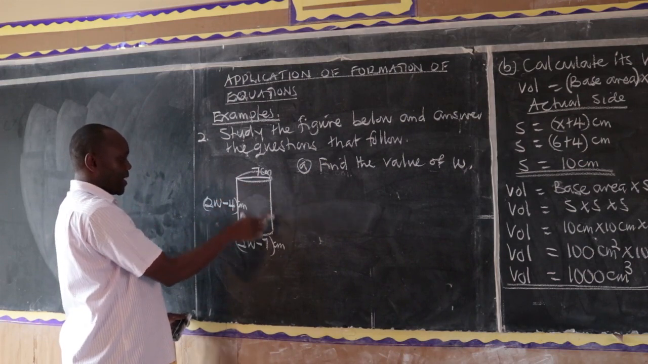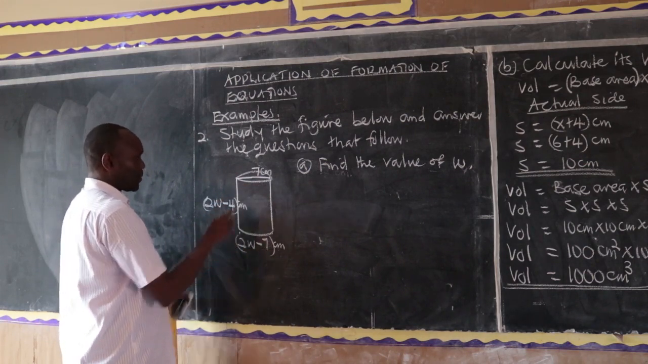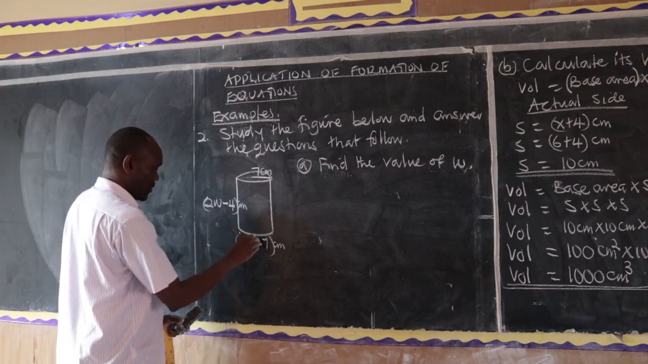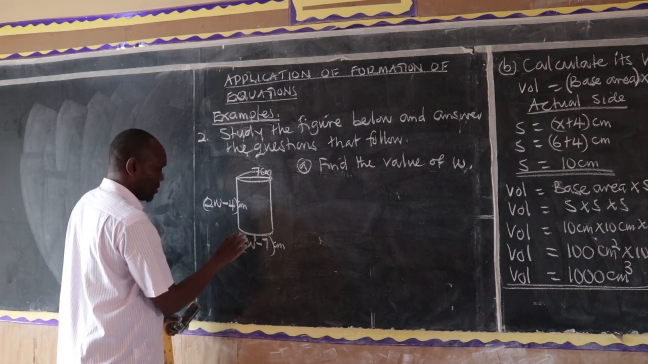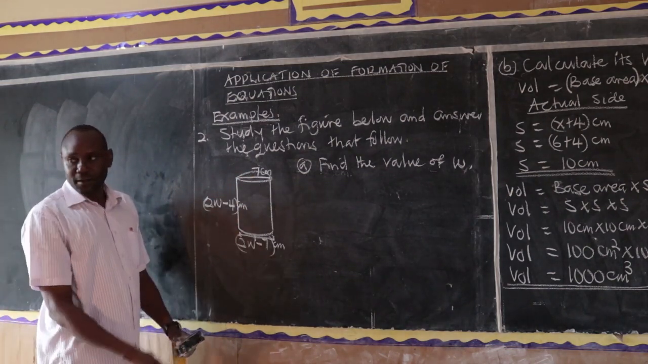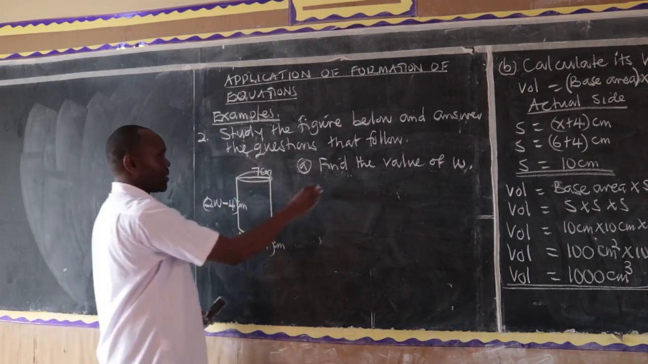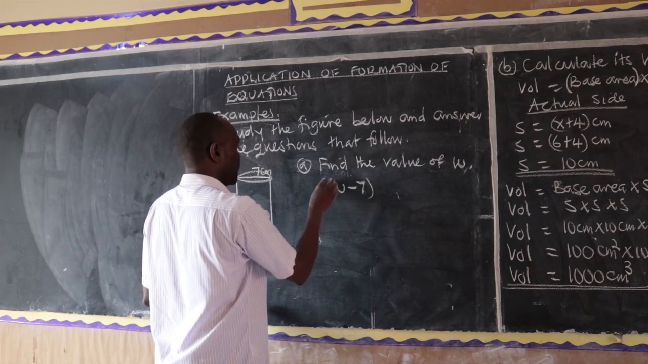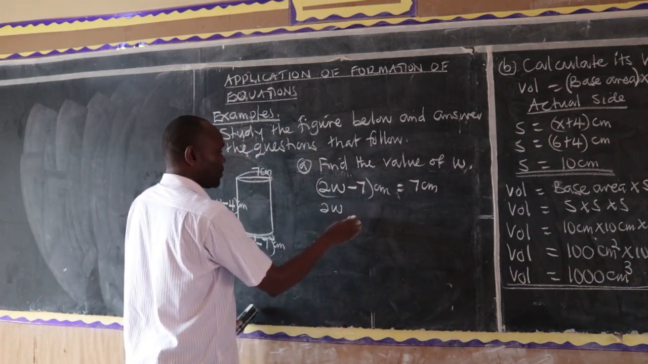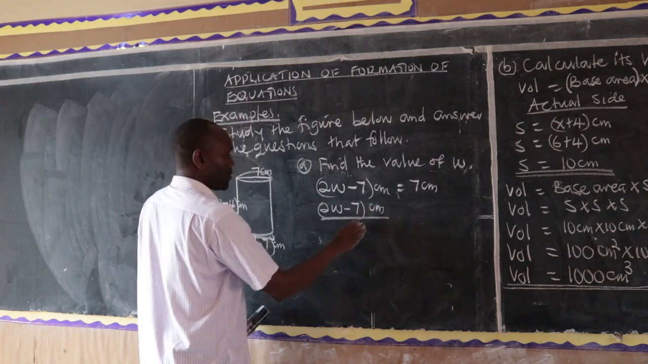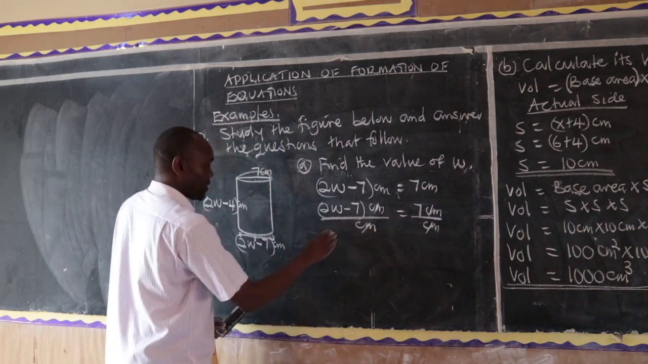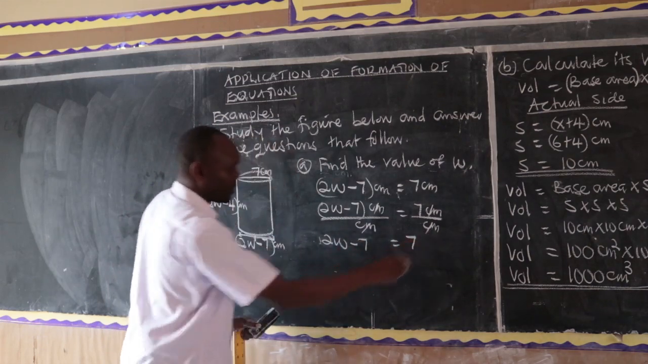So we have this side and this one, this side here, and this one. So we have identified this side and this one are equal. Therefore, we form an equation using this, that 2W minus 7 centimeters equals 7 centimeters. So we cancel the centimeters. So 2W minus 7 equals 7.